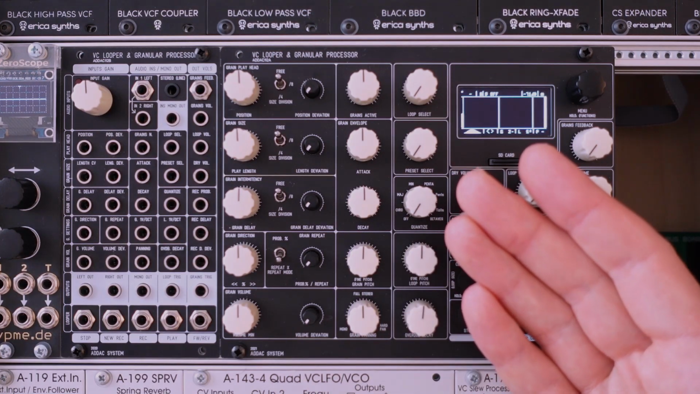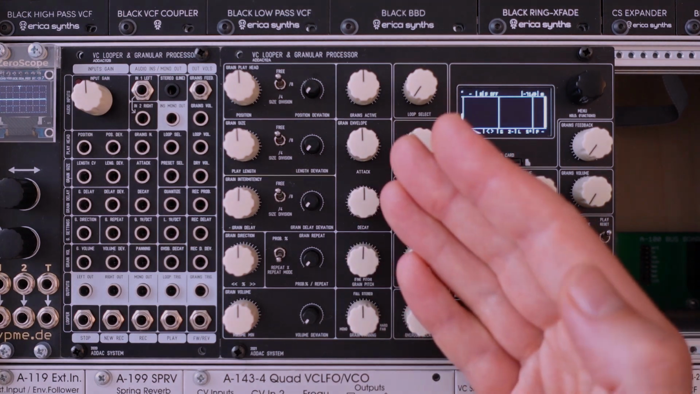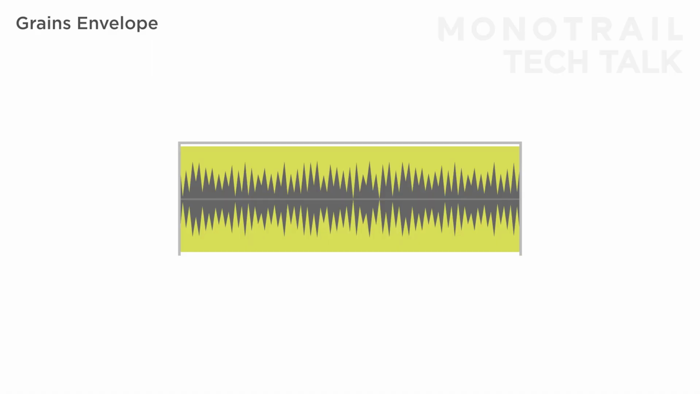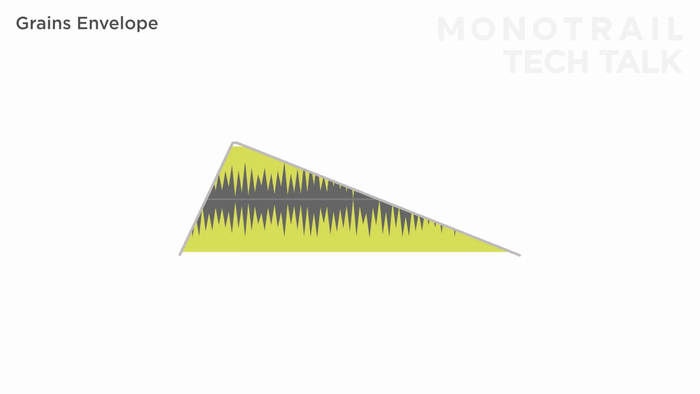You can further shape the grains by applying an attack and decay envelope to the grains with these knobs here. From grains with a hard edge to a soft edge, a full fade in and fade out, as well as a full ramp or fade out.